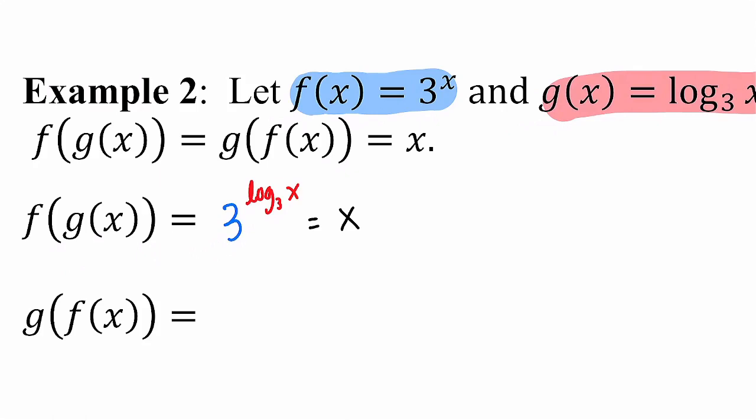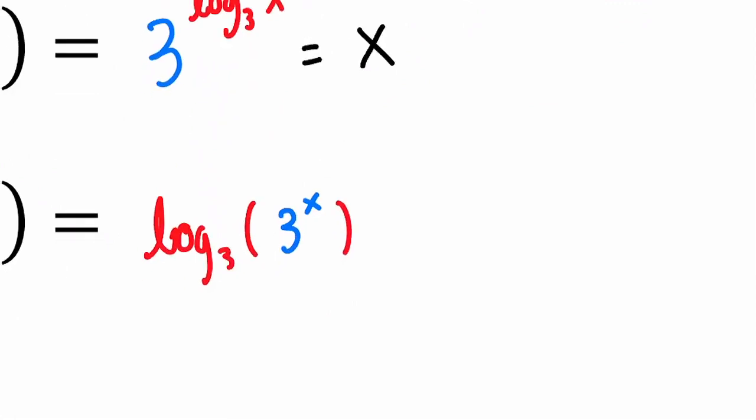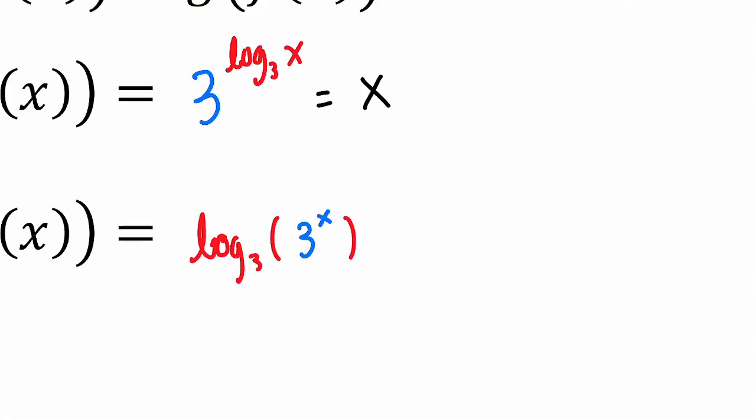Alright, let's do g composed of f of x. I'll start off by writing my red function, log base 3 of x. But in this case, the input is no longer x. We want to plug in the other function, 3 to the power of x. And here we're going to recall a previous property as well. If you have the base of your log and the base of the input is the same, then the result is simply the exponent of your input. So this is equal to x. Now that we've proven both cases, we can claim that f and g are inverses.